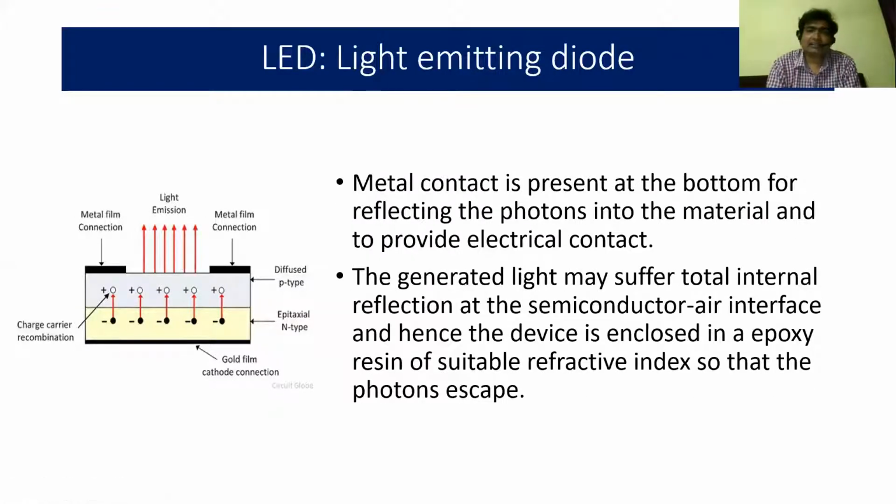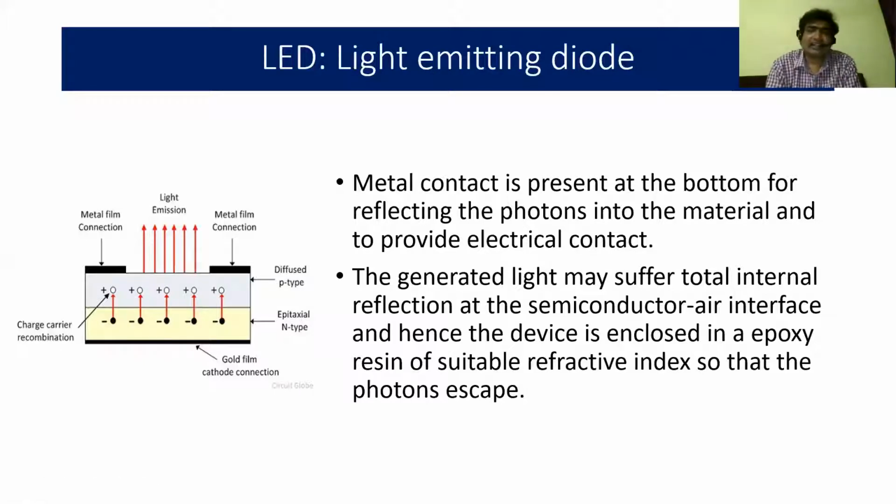Metal contact is present at the bottom. Here this is the bottom contact, for reflecting the photons into the material and to provide electrical contact for the biasing condition. If photons emitted at the PN junction travel in the downward direction, then this film will reflect and direct them toward the surface. And it is also useful for the forward biasing condition.